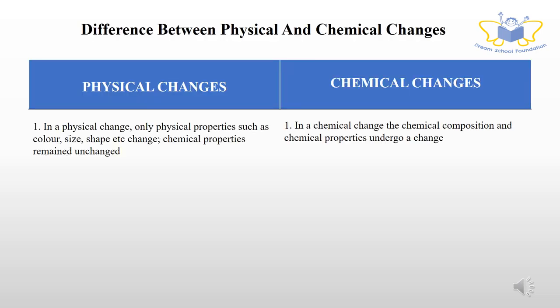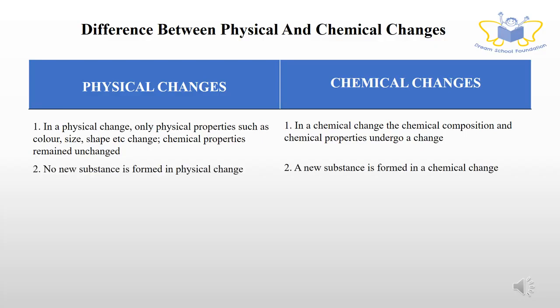Let's know the difference between physical and chemical changes. In physical change, only physical properties such as color, size, shape are changing, but chemical properties remain unchanged. Whereas in chemical change, the chemical composition and chemical properties undergo a change. Second, no new substance is formed in physical change, whereas in chemical change, a new substance is formed.